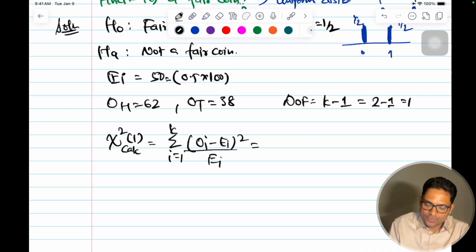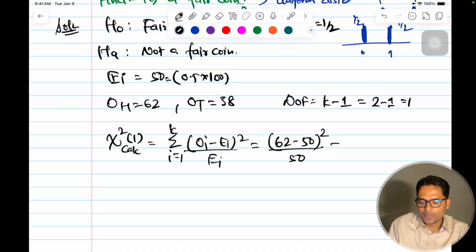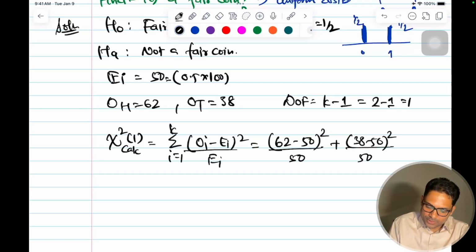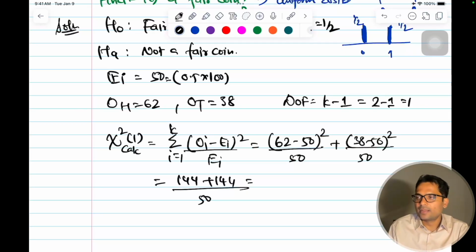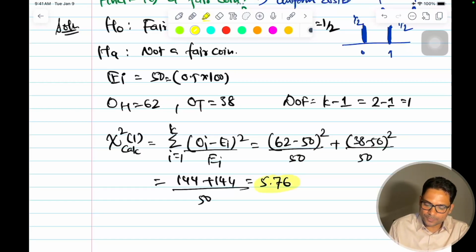So we have two categories, let's do it one by one. The observed value for heads, so we'll have heads and tails: 62 minus expected 50, whole square, by expected value 50, plus 38 minus 50, whole square, by 50. So 62 minus 50 is 12, and 12 squared is 144, plus 144, with the same denominator. If you calculate this, it should come out to be 5.76, simple maths.